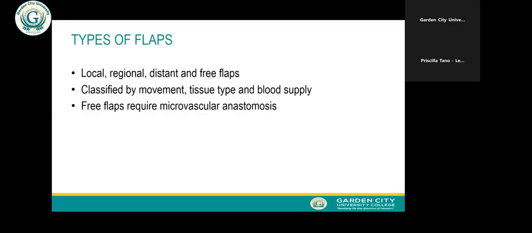Okay, so we have the types: local, regional, distant, and free flaps, to find out. Then they are classified by movement, tissue type, and blood supply. That is the classification. And then we have the free flaps requiring microvascular anastomosis.